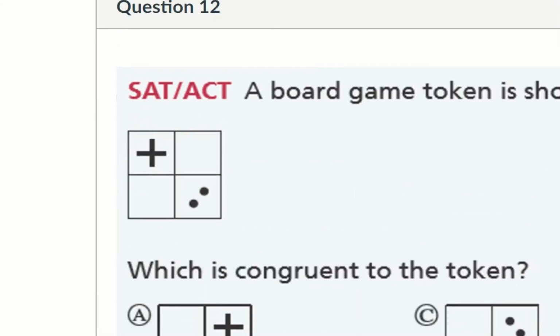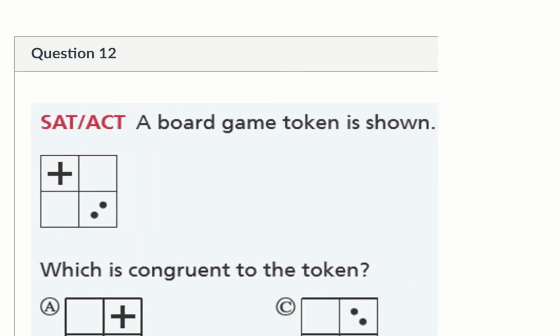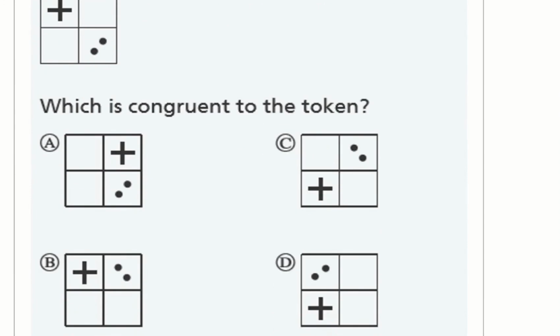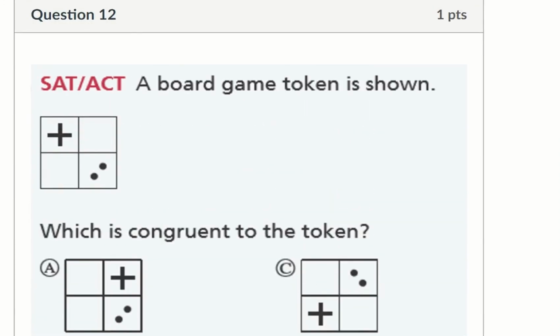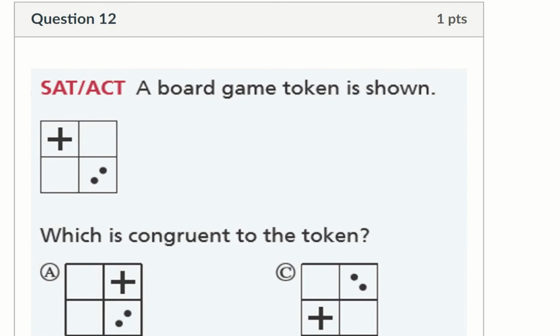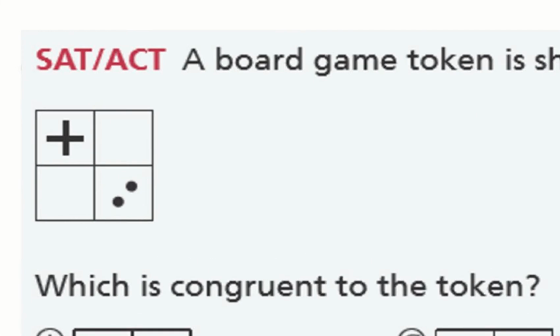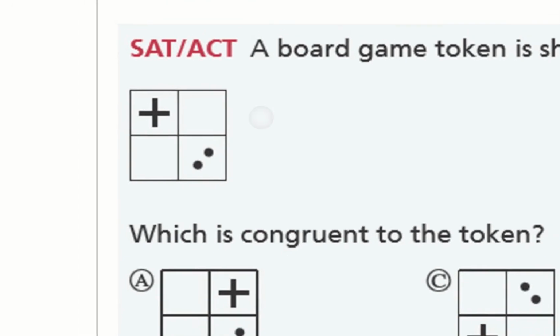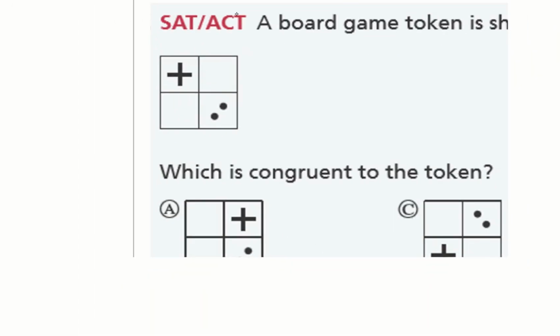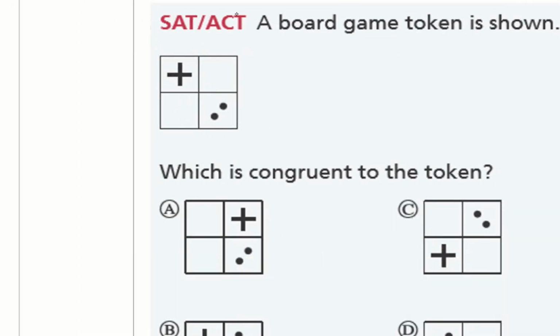All right, we'll finish off with the last question. So a board game token is shown. Which is congruent to the token? So this is a congruence question, just like some of the other questions were congruence questions. So we got another congruence question. So this is 4.1. So basically what you got to figure out is which one of these is a transformed version of this original board game token?